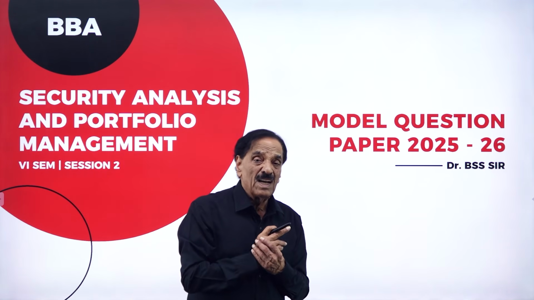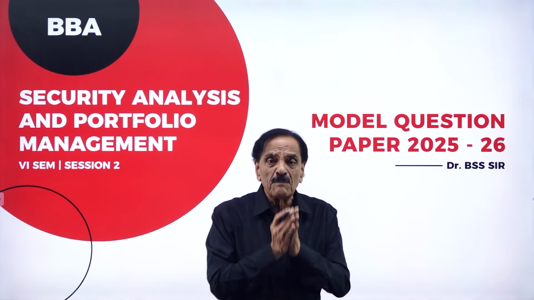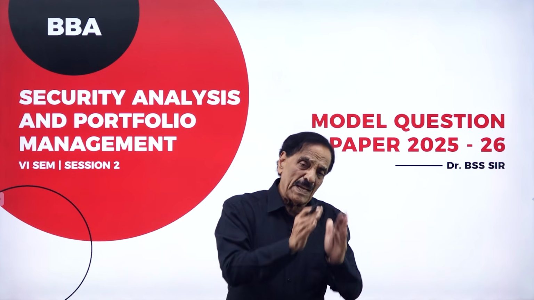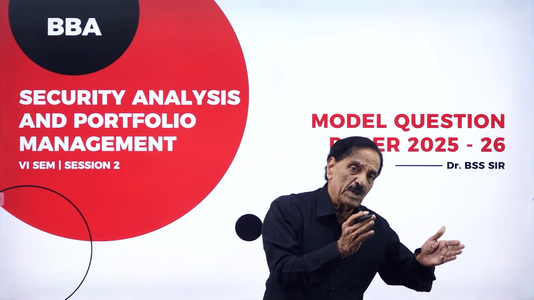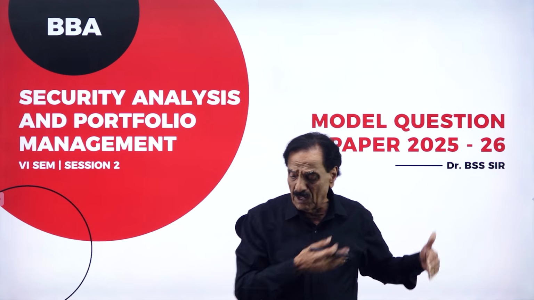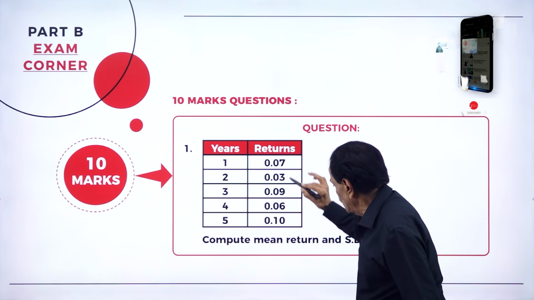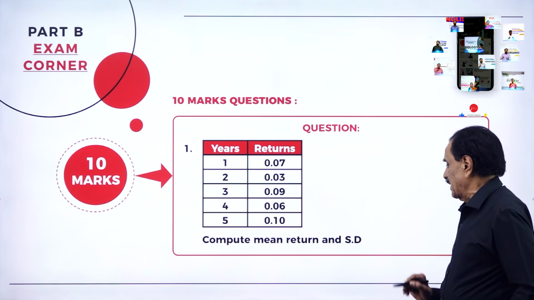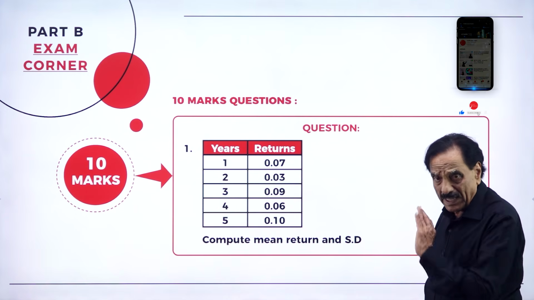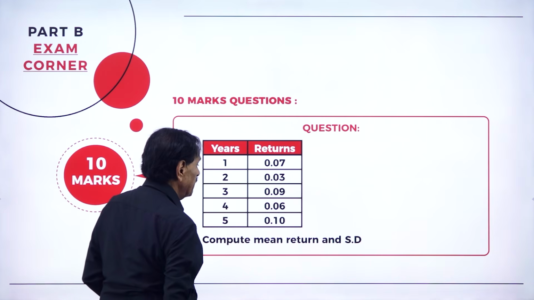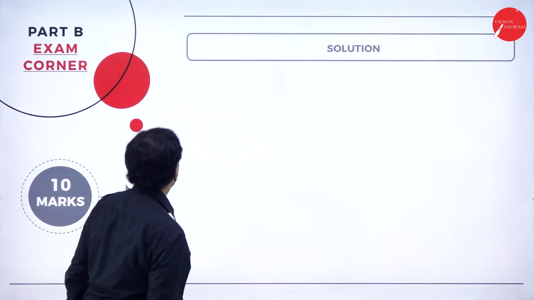In the last session, I solved 2 marks questions, about 21 questions. Now I am going to handle 10 marks questions from the examination point of view, whatever questions they asked in 2024 and 25. Here they have given returns; compute the mean return and standard deviation. How to calculate? I will explain. These are all the returns they have given, and you have to calculate the mean return and standard deviation.